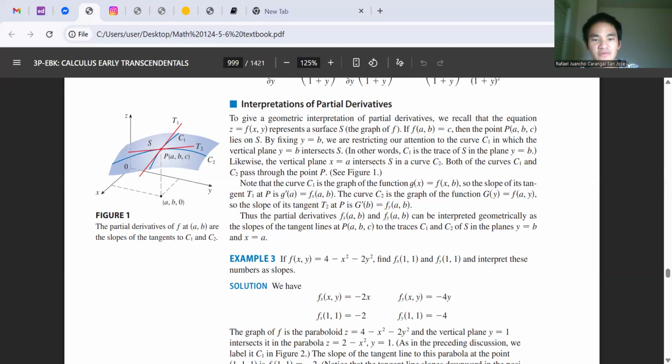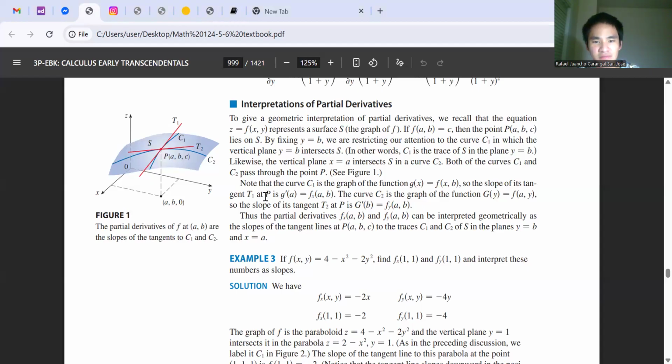But yes, if we make y fixed, y equals b, then we have a plane that intersects the surface at this curve right here in this blue line. And same goes when we have x equals a, a fixed plane. Then it would intersect there. So those blue lines are the intersection curves, right? And we're saying that they both pass through the point P, because they pass through this point P. Now, what else can we say about it?